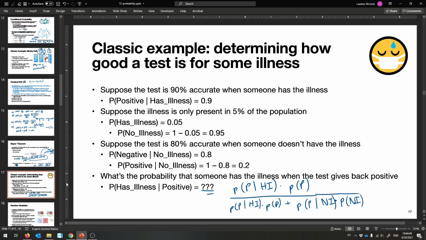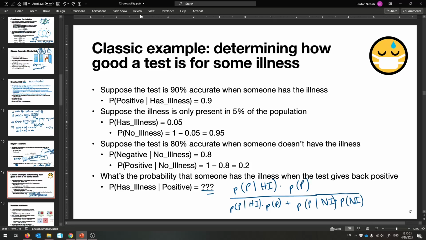The probability of the test being negative given that you don't have the illness is apparently 0.8. So somebody did this research, and the test is 80% accurate when someone doesn't have the illness. It tells you they don't have it, it's negative, 80% of the time, which means it messes up. It tells you it's positive when you don't have the illness 20% of the time. That's the idea, and now we have everything to fill in.